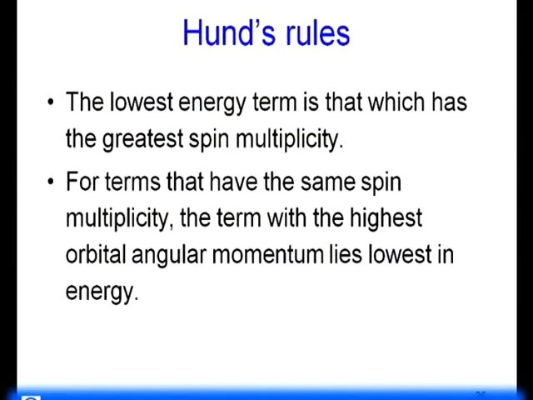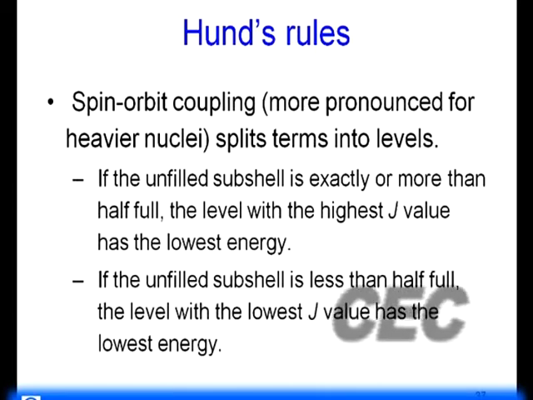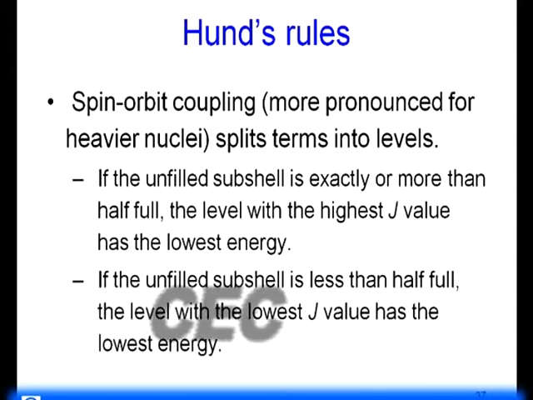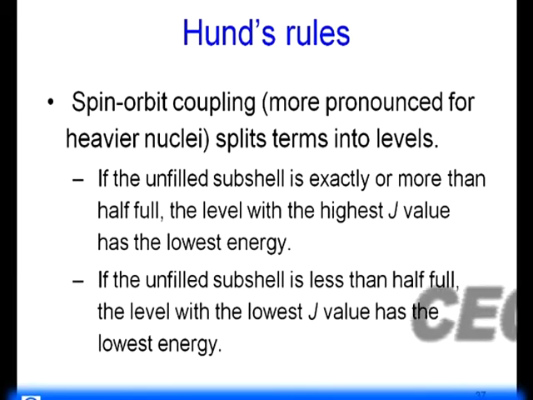So how do we assign them? Hund's rule tells us that the lowest energy term is that which has the greatest spin multiplicity. For terms that have the same spin multiplicity, the term with the highest orbital angular momentum lies lowest in energy. Here we are talking about the ground state, so this does not apply. When spin orbit coupling takes place, which is more pronounced for the heavier nuclei, it splits the energies into different levels corresponding to the J values.